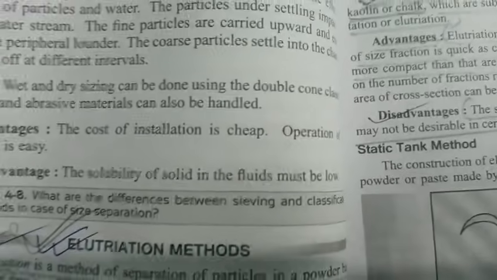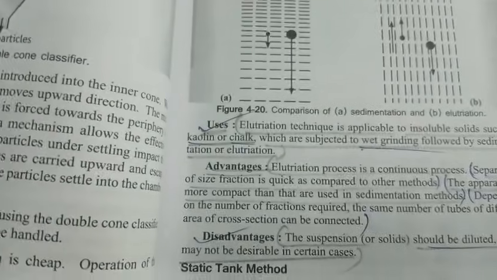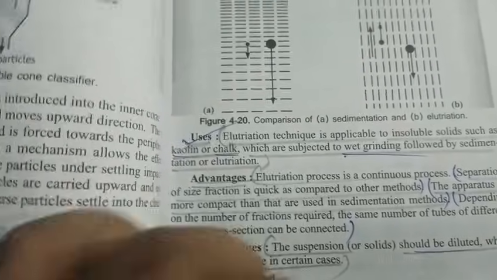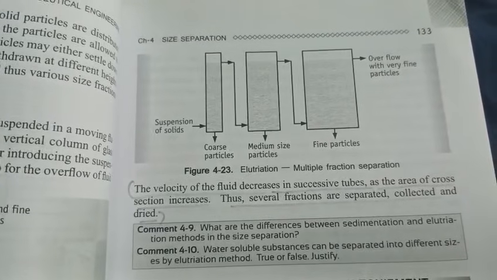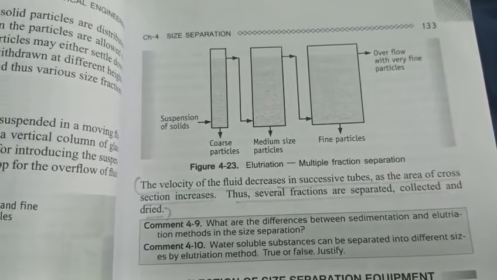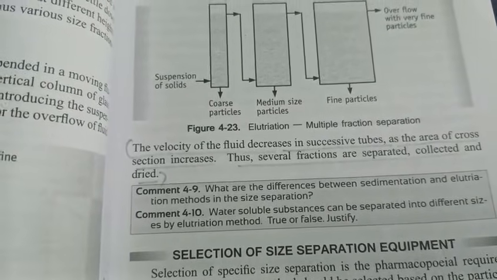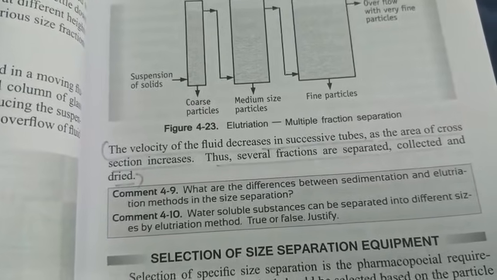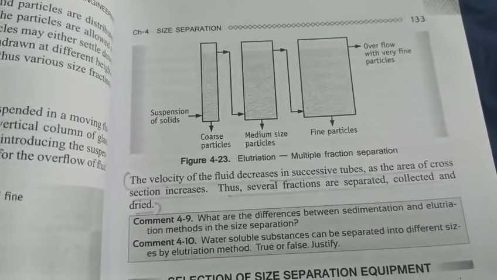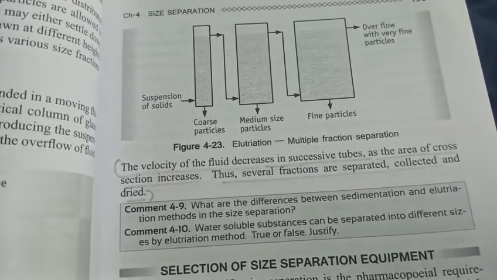Elutriation method: you learn the elutriation method. What do you mean by the normal elutriation method? What are its advantages? Then this is the multiple elutriator. You have to learn about the multiple elutriator for a 5 marks question. They have given elutriation, multiple fraction separation, so that is the multiple elutriator. They may ask you to give a brief note on the multiple elutriator. In that you have to give elutriation, multiple fraction separation.